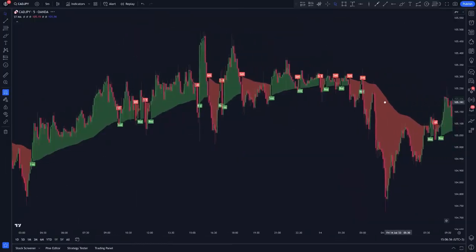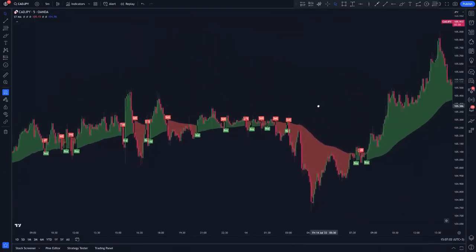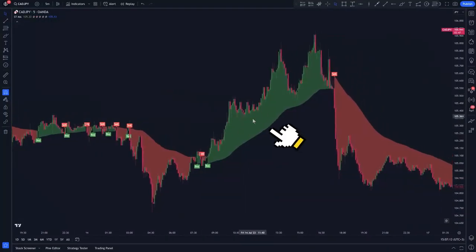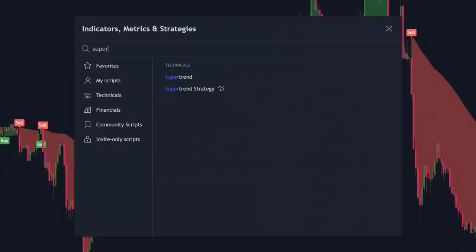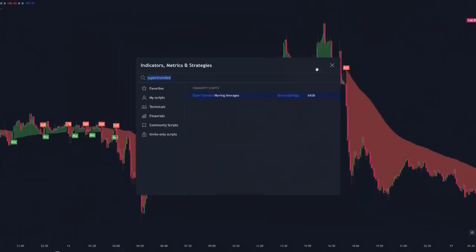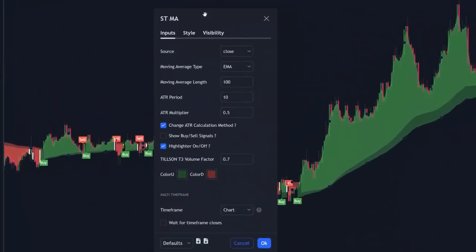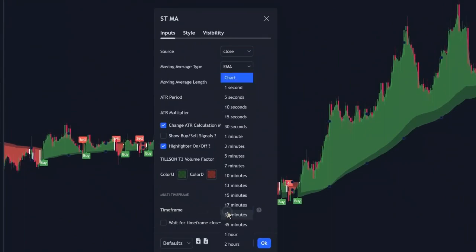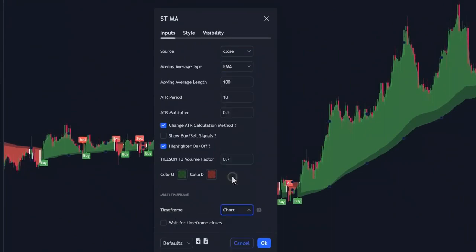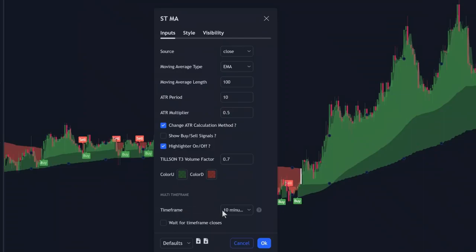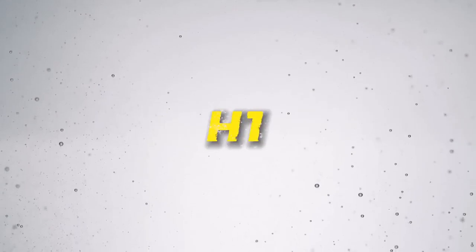Now, the second and the most profitable way to trade using this indicator involves having two super trended moving averages on the chart. We already have this one, so let's add another one. Now, let's access the settings of this second indicator. First of all, we want to change the time frame to 10 minutes, and this is because we're going to be using the 5-minute time frame of CAD JPY. If you're using a different time frame, you're going to change the time frame of this second indicator to a time frame that is higher than that of your chart. So if it's the 30-minute time frame, for example, you could change this to 1 hour.